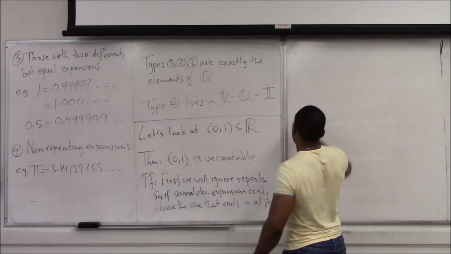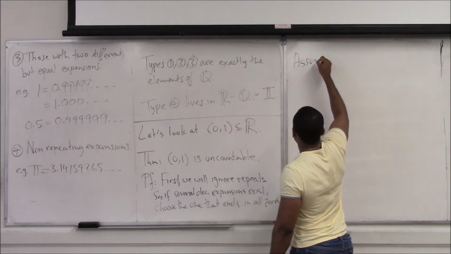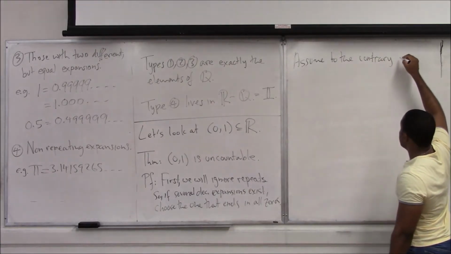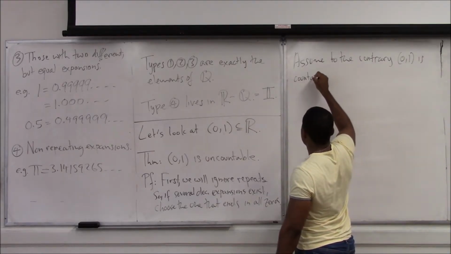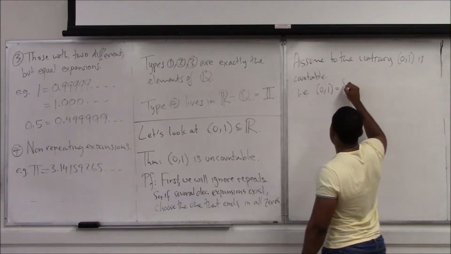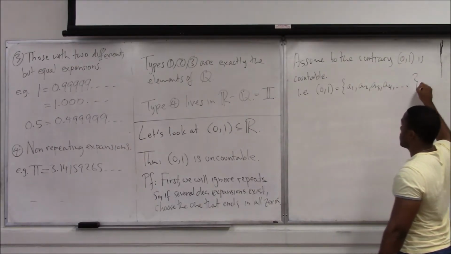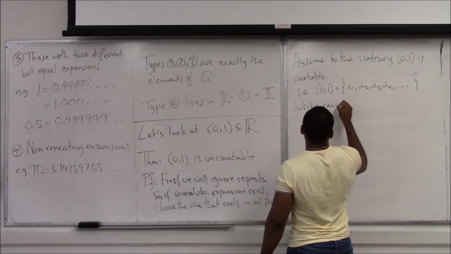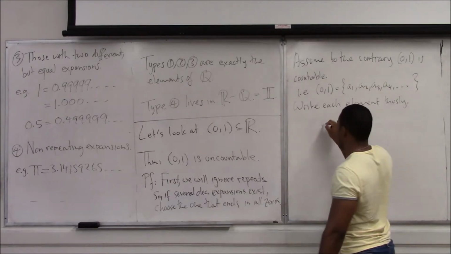So now, here's what we're going to do. Assume to the contrary. So we're going to pretend we can list these things. 0, 1 is countable. That means the interval 0, 1, I can write it as a list of things. A1, A2, A3, A4. Write each element like this.